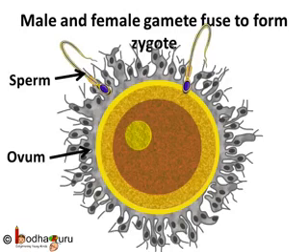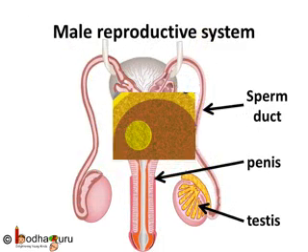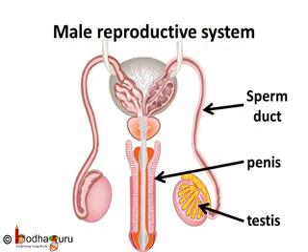Today we shall learn about the reproductive system in human beings. The type of human reproduction is sexual reproduction, which means the male gamete fuses with the female gamete to form a zygote during the reproduction process. Then the zygote grows and turns into an embryo. Let us learn about the reproductive system in detail.